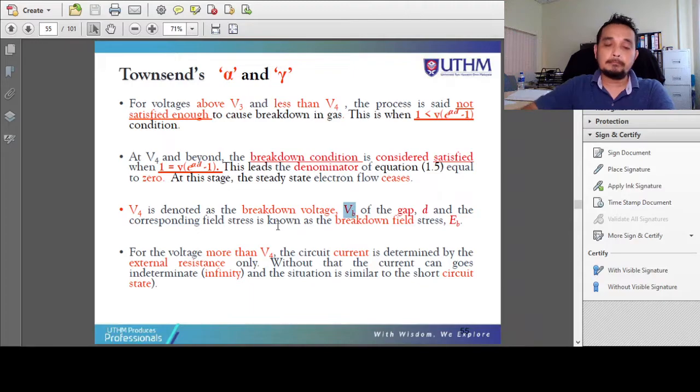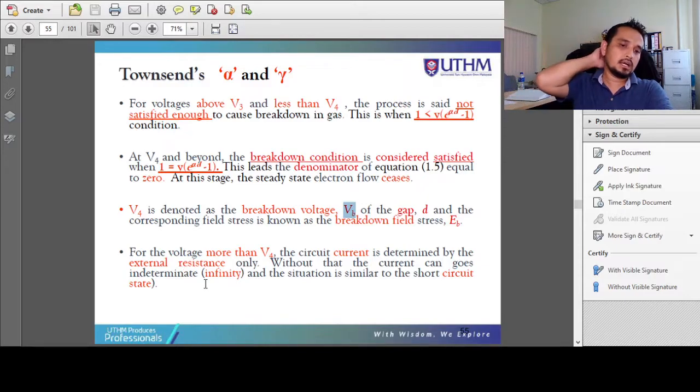That is how Townsend described the initiation of the failure in the gas dielectric material from the physics theory: the bombardment of positive and negative ions, which triggers the current flow, and the failure of which leads to the breakdown of the gas, the dielectric material. And we classify this as EB.